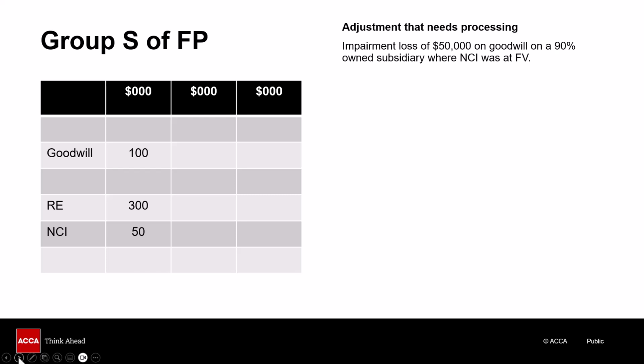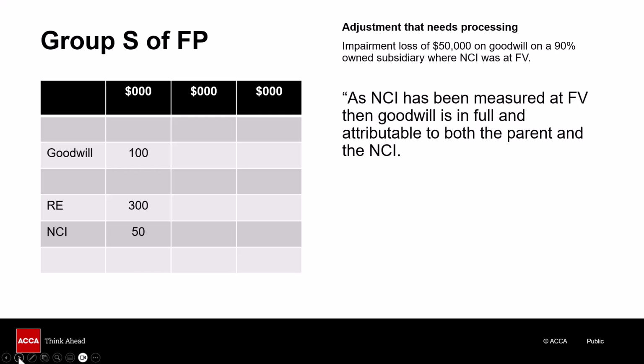So think, and if you want, pause. What kind of words would you be using? Now for me, it's very significant that NCI is measured at fair value. Because when NCI is measured at fair value, goodwill is said to be in full. And this means that when we come to have an impairment loss on that goodwill, both the parent and the NCI will suffer. And they will suffer in proportions that they share their profits and losses.